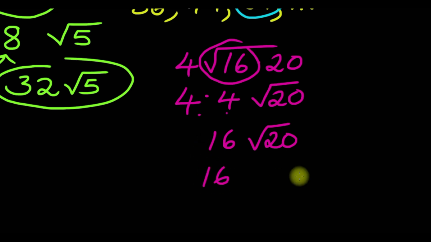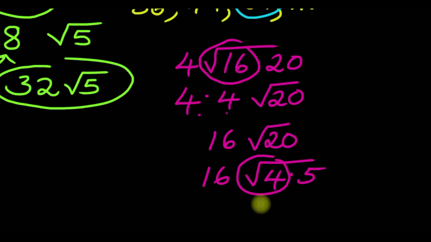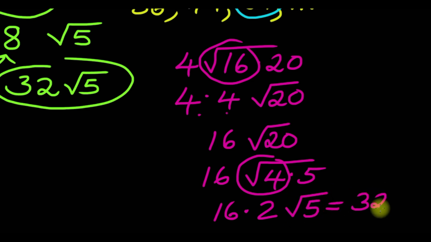So we can rewrite 20 using 4 and 5. So square root of 4 times square root of 5. We know that square root of 4 is 2. Then 16 times 2 square root of 5. Then your final answer here is going to be 32 square root of 5.